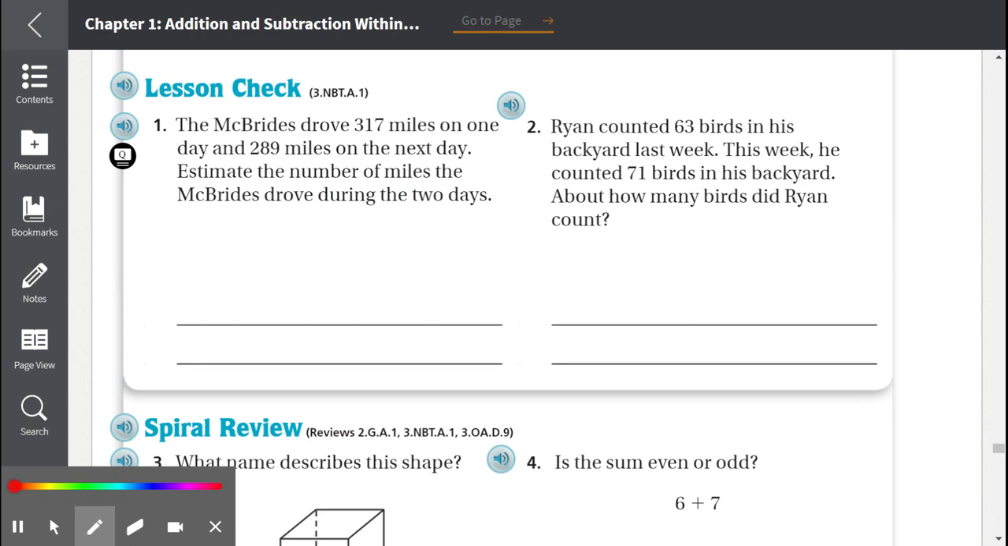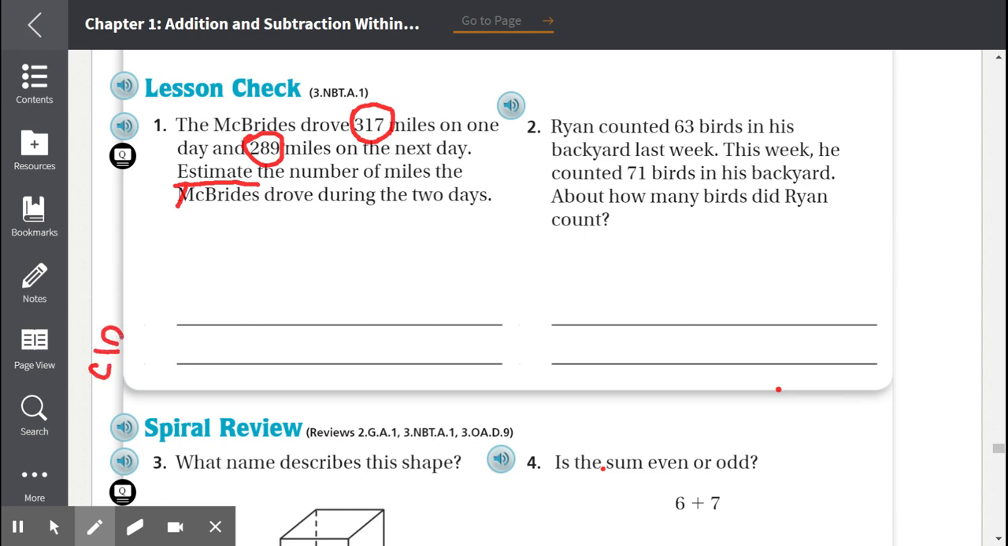Let's find our important numbers and keywords. 317 miles on one day, 289 miles on the next day. Now they're asking us to estimate the number of miles they drove on the 2 days. So we know the word estimate means we're going to find something close to the answer. So we have our two important numbers.